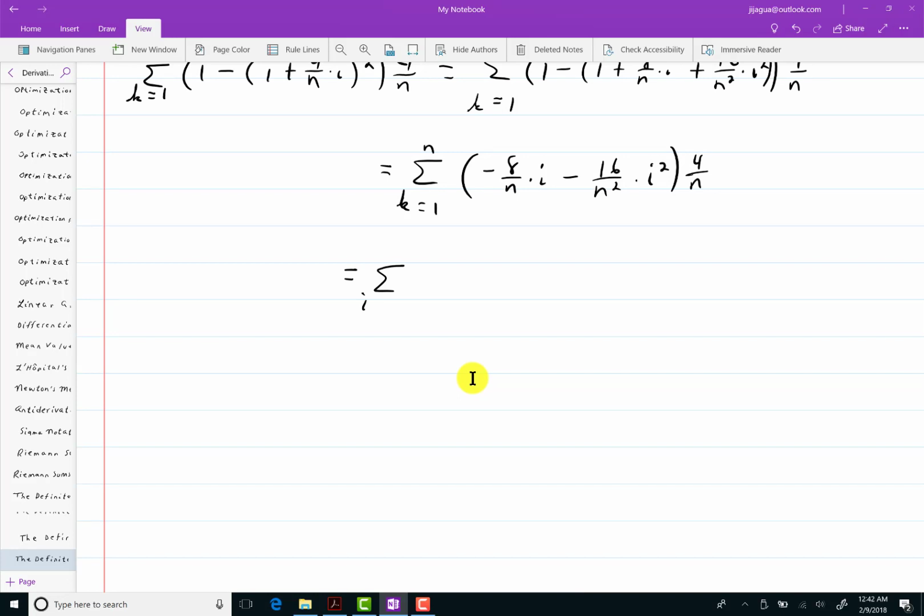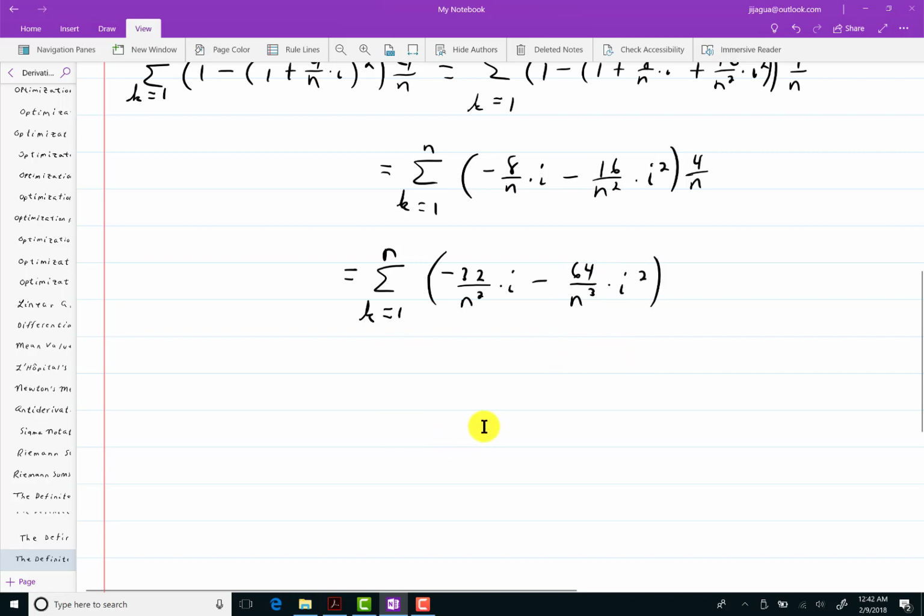And eventually I'll get this K thing down pat. So I have negative 32 over n squared times I minus 16 over n cubed times I. Nope, 4 times 16 is 64, over n cubed times I squared.